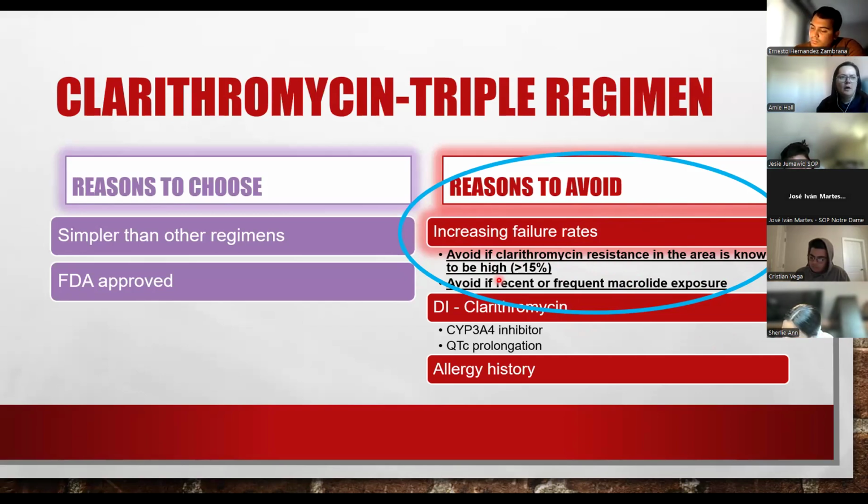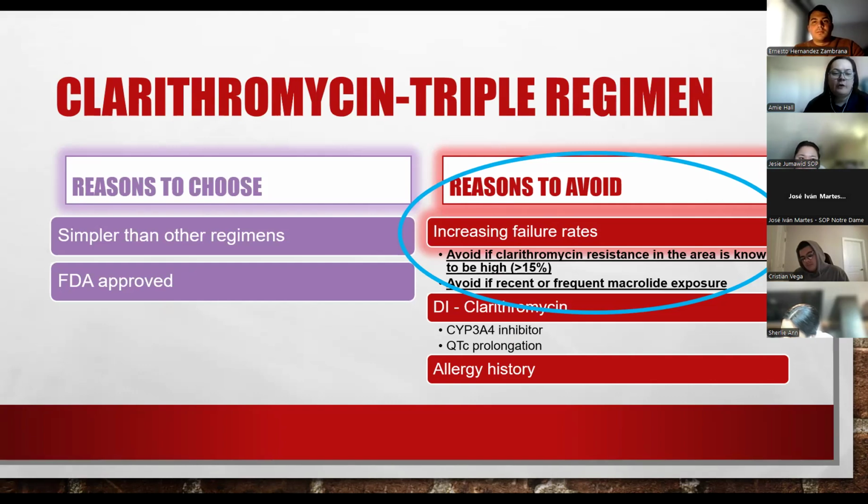What are some other macrolides? Azithromycin. All right, y'all were paying attention to my azithromycin. What's another macrolide? Erythromycin. Erythromycin, great.